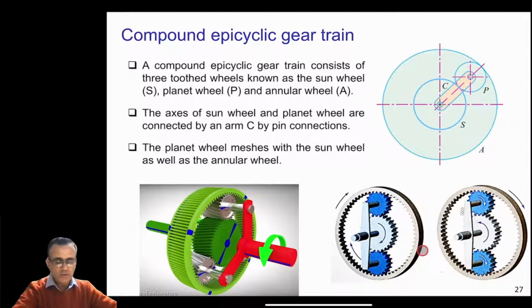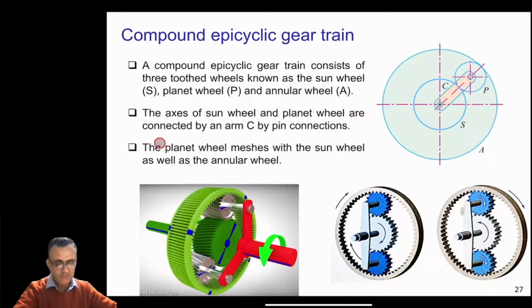Now, we also have this sort of gear train, which is what we call a compound epicyclic gear train. So in this case, you have three gears, as you can see in here: one in the center, one is this one here, and one is this internal gear here. So a compound epicyclic gear train consists of three toothed wheels. This one is the sun, this is a planet, and then A is what we call the annular gear.